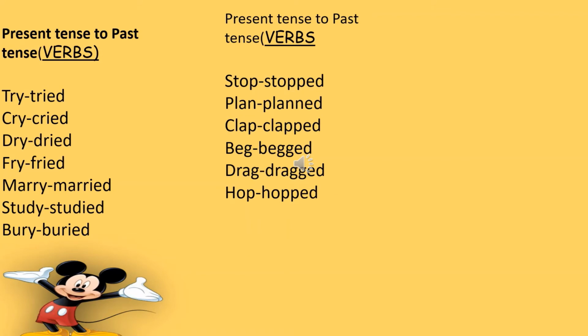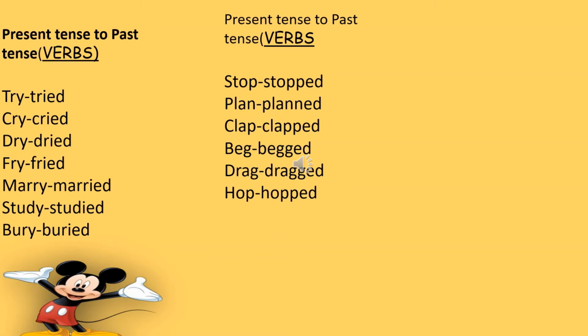So here we have the verbs ending with a Y: T-R-Y, C-R-Y, D-R-Y, M-A-R-R-Y, and the others there. If you see the letter Y, for example in the word try, you just need to change the Y into I and add the E and D. So it becomes T-R-I-E-D. What about cry? Cry becomes C-R-I-E-D.